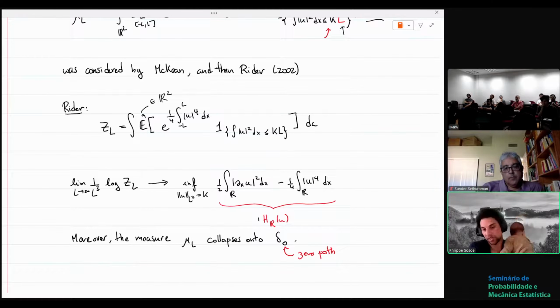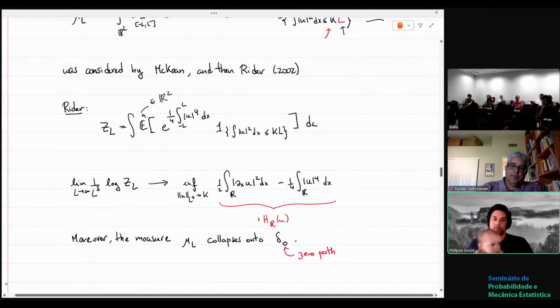But unfortunately, as we'll see, once you understand this even at a formal level, you quickly realize that any limit of this has to collapse to the 0 path. So the limit of this measure, when you take L to infinity, is just a delta measure on the path that's identically equal to 0 on the real line. Is the statement clear? Okay, just a second. All right.